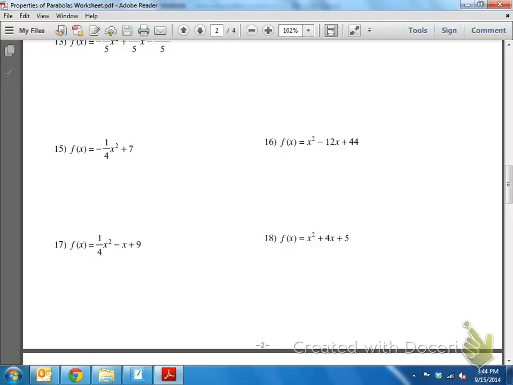All right, let's take a look at number 17 on your worksheet. Number 17, f of x equals 1/4 x squared minus x plus 9. All right, so first thing we need to do, your instructions say to identify the vertex, axis of symmetry, and if the vertex is at the minimum or maximum value of my function.